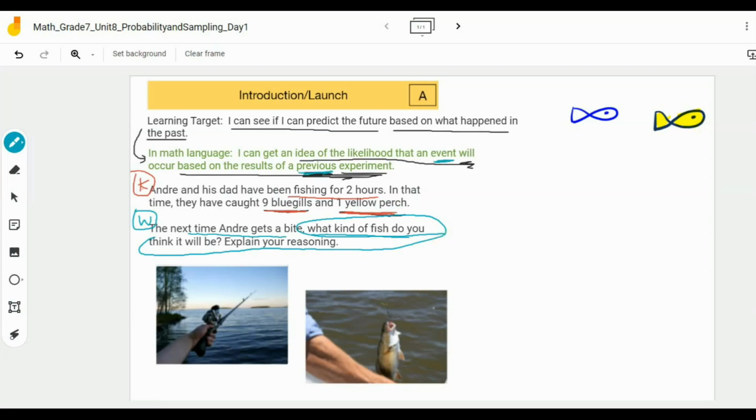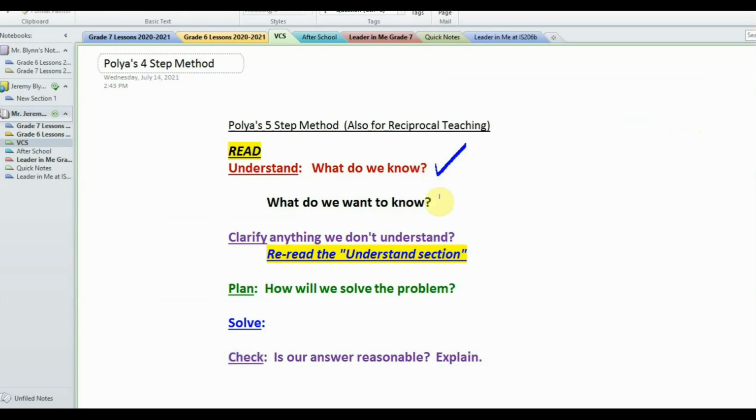Well, we did a little bit of clarifying up here. A previous experiment is something that happened in the past. But you may have other questions like what's a bluegill or what's a yellow perch? You can certainly ask each other and also Google search anything you don't know to clarify. So we've got that. So far we asked what do we know? What do we want to know? We've clarified. Now it's time to reread this understand section.